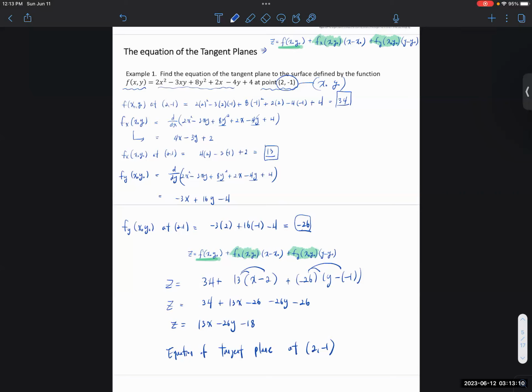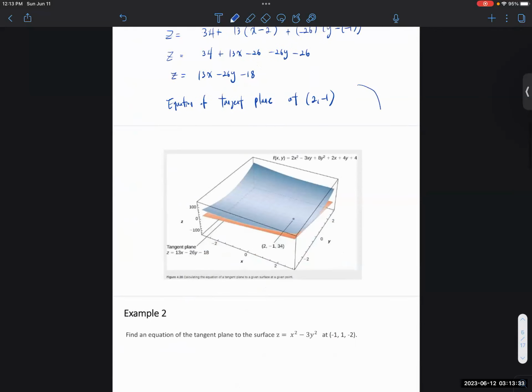Okay, so finding the equation of the tangent plane, it's not really complicated. As long as we're using that equation, we know how to take the partial derivative, and then the given point will be here, so you can take a look at it. So likewise, I'm going to do just 2 more examples like that. Okay, so let me go down. So this is the image of the tangent plane we just found out.